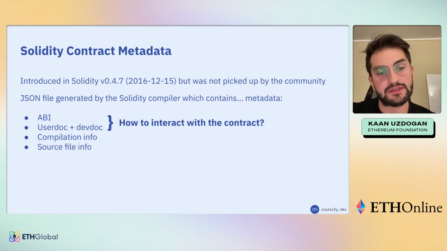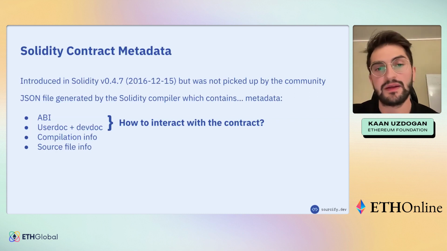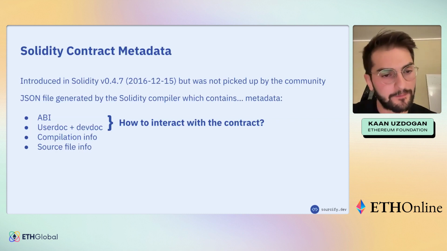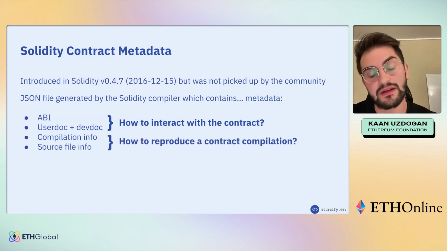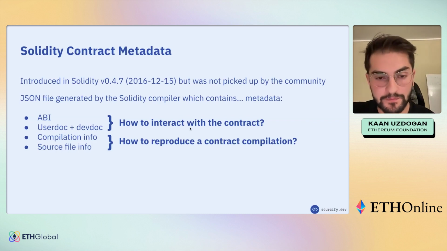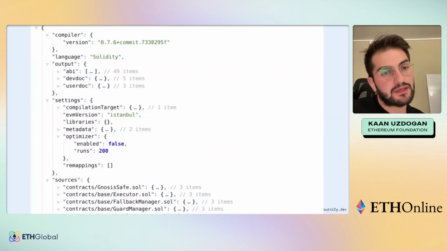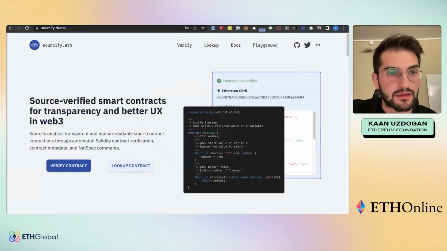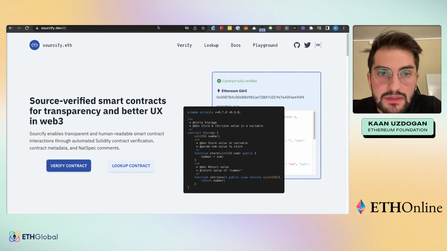Firstly, the ABI, then user doc and dev doc, as we have seen in the previous slides. Then we also have the compilation information and the information about the source files. The first two fields are concerned with how to interact with this contract, and the next two fields are concerned with how to reproduce a contract compilation. The file looks like this. It is a JSON file, as I told you, and let me show it.